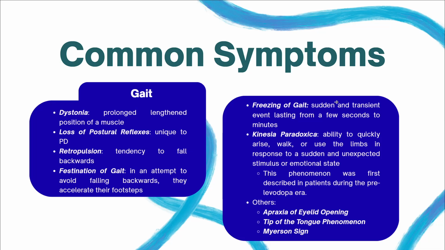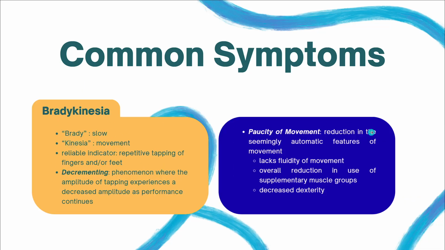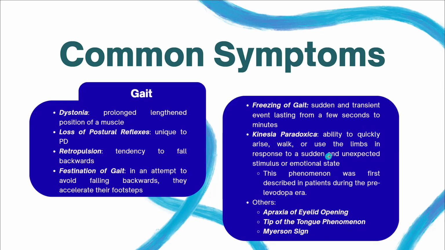We also have freezing of gait, so it's very obvious. Freezing of gait just means sudden pausing in walking. This could last from a few seconds to a few minutes. And we have kinesia paradoxica, sorry. If bradykinesia refers to slowed movement, kinesia paradoxica refers to sudden movement. So for example, the patient is sitting and then they suddenly stand up.